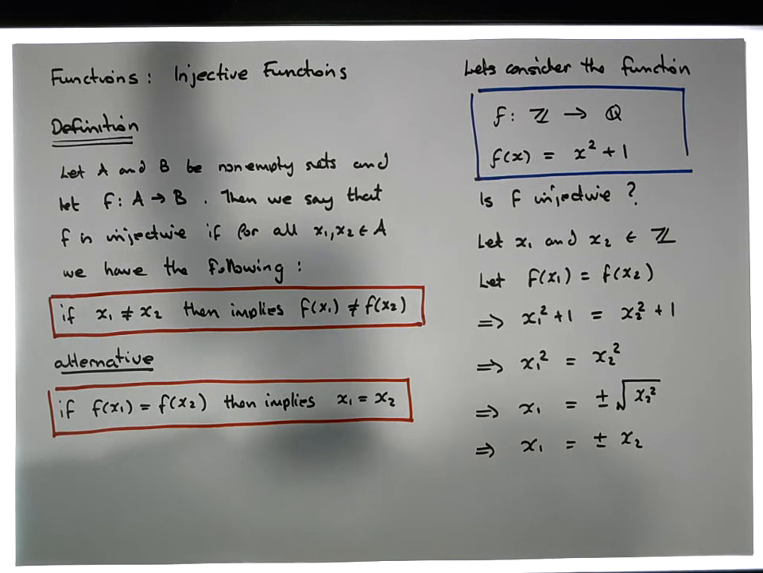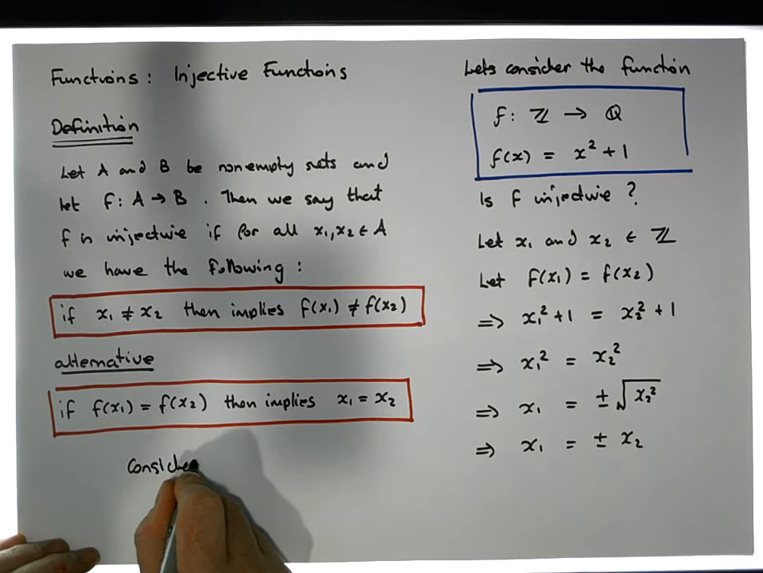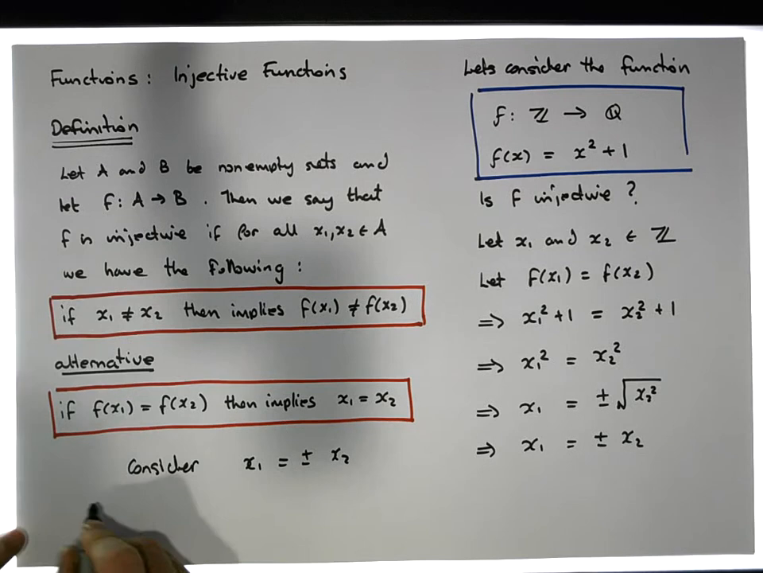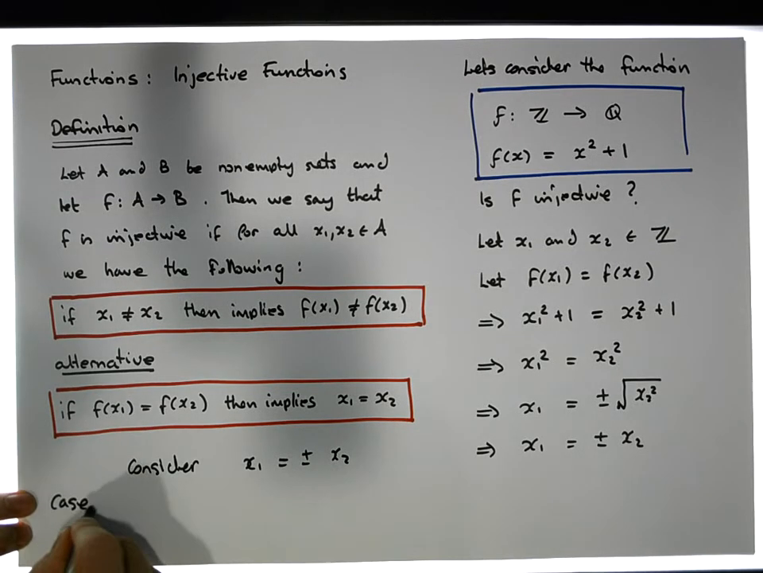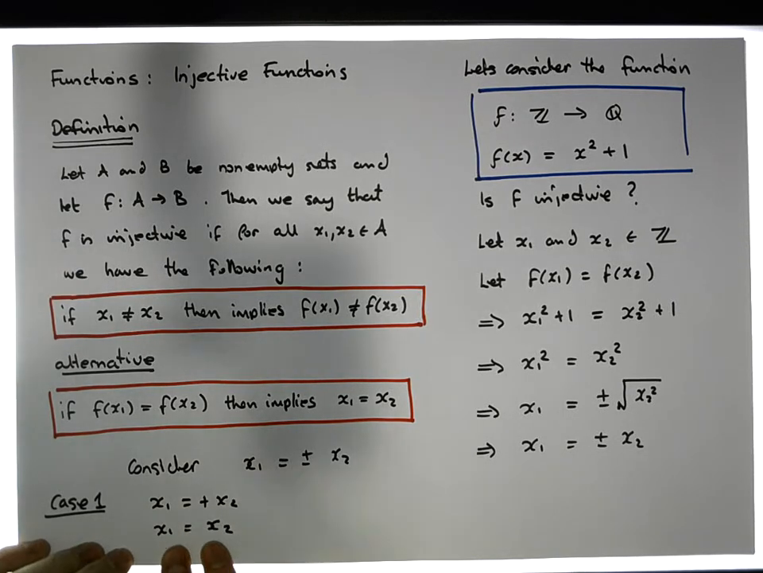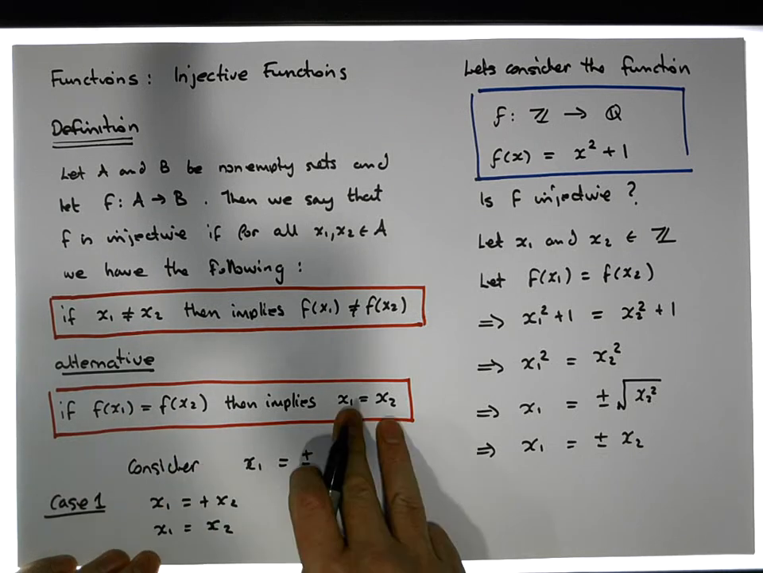There are two situations here. Let's consider x1 equals plus or minus x2. There's situation 1, there's case 1, where x1 is equal to plus x2, which is basically x1 is equal to x2. So in this particular case, if x1 was equal to the positive x2, if they were the same, well then that's okay. The function would be injective.